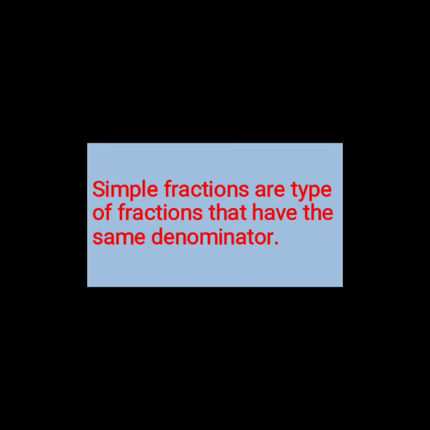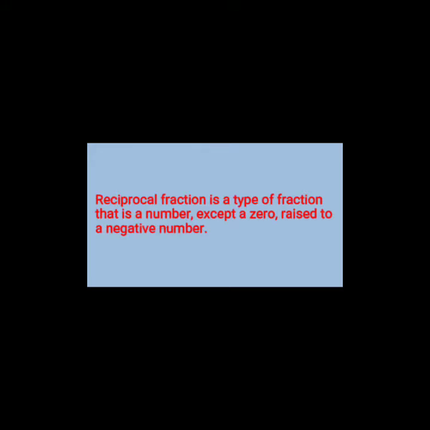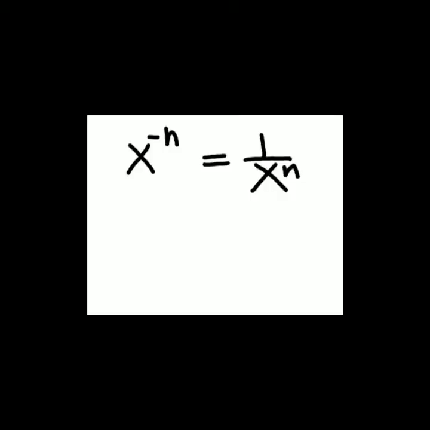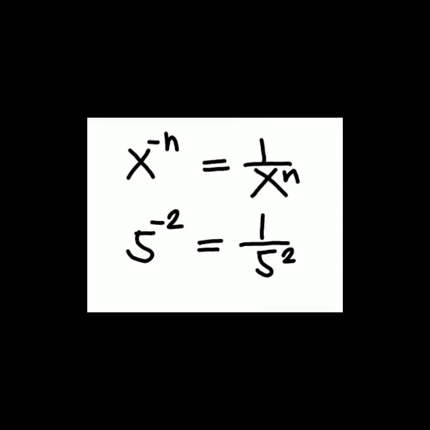Simple fractions are types of fractions that have the same denominator. For instance, 1 over 2, 3 over 2 and 7 over 2 are simple fractions. Furthermore, 4 over 3, 2 over 3 and 5 over 3 are also simple fractions. Reciprocal fraction is a type of fraction that is a number, except a zero, raised to a negative number. Thus, x to the negative n will be equal to 1 over x to the power of n. For example, 5 to the negative 2 will be equal to 1 over 5 squared.